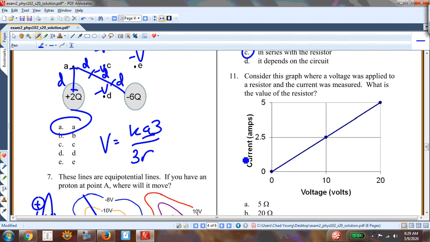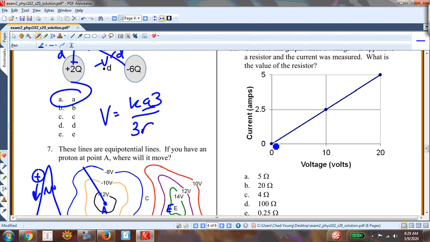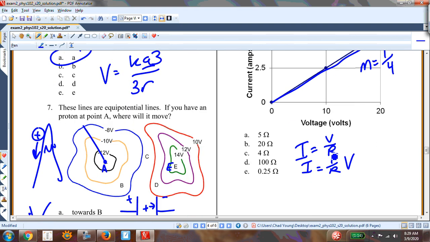You wish to measure current through a resistor, you should connect the ammeter in series with the resistor. What is the value of this resistor? So I find the slope of this graph is 5 over 20. So the slope is 1/4. And I know that I is equal to V over R. Or I could write it as I is equal to 1 over R times V. The slope is 1 over R, so 1 over 4 equals 1 over R, or R equals 4.